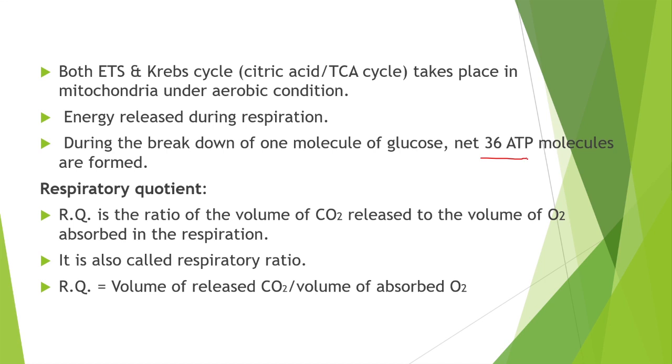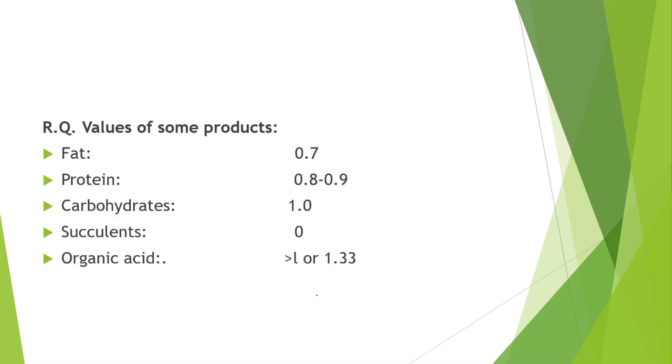Next topic is respiratory quotient. The RQ is the ratio of the volume of CO2 released to the volume of O2 absorbed in respiration. It is called the respiratory ratio. RQ equals volume of released CO2 divided by volume of absorbed oxygen. RQ for fat is 0.7, for protein it is 0.8 to 0.9, for carbohydrate it is 1, for succulent plants it is 0, and for organic acid it is greater than 1.